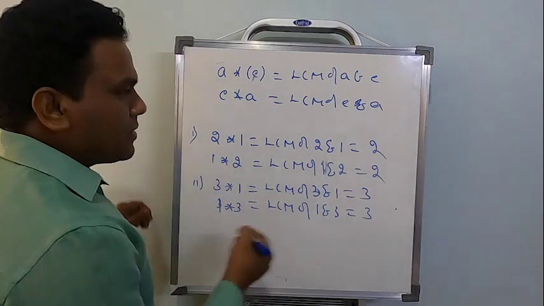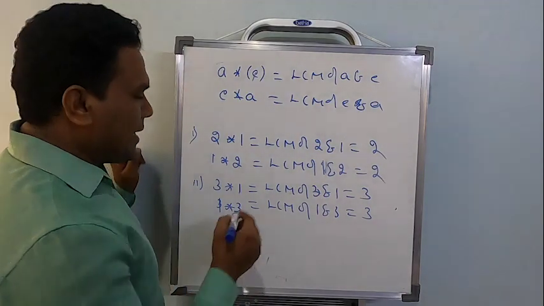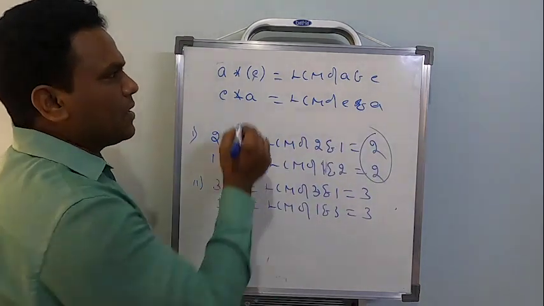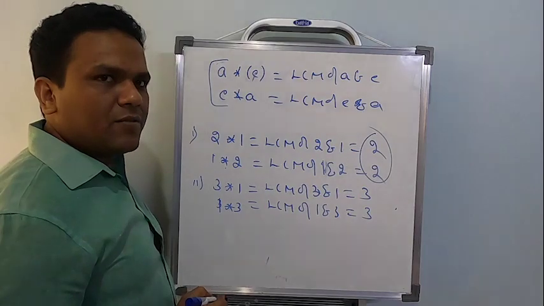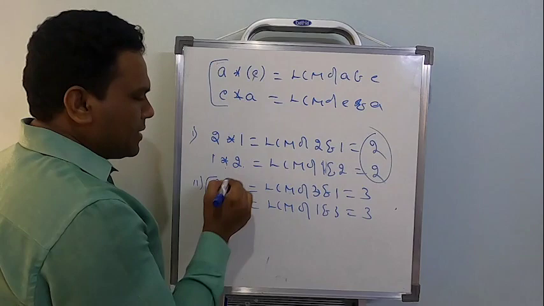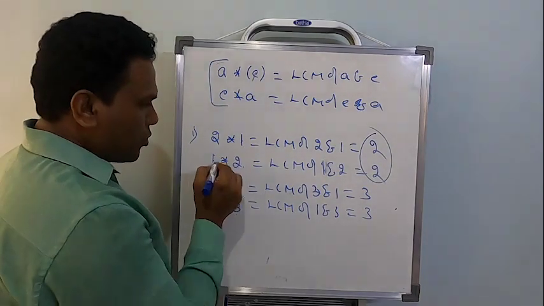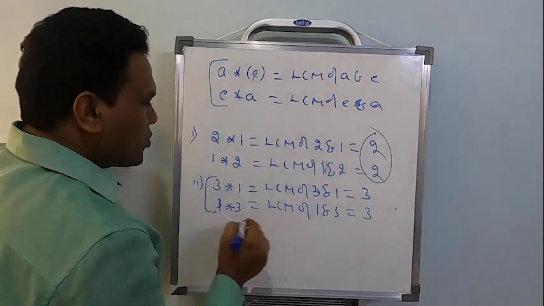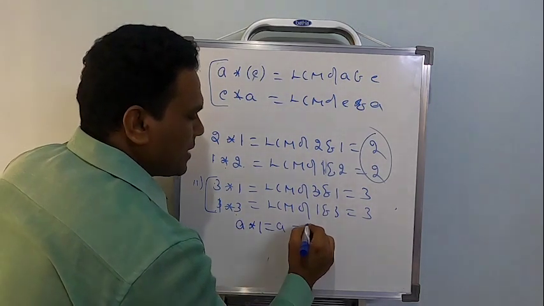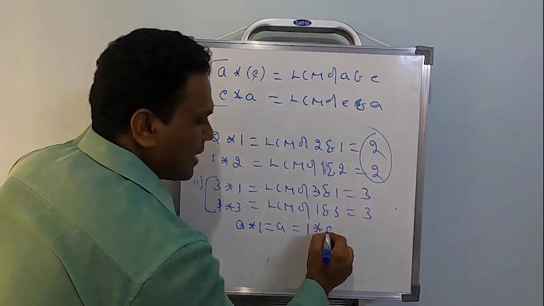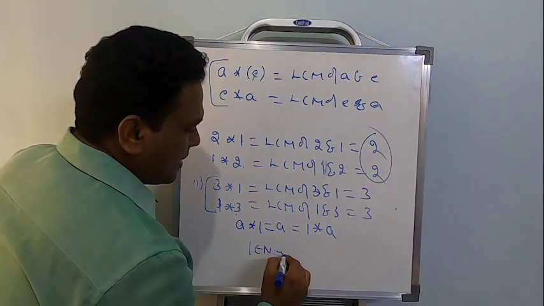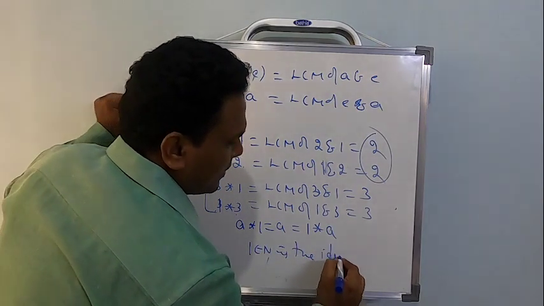That's fine. So what can I conclude from these two? Either you take 1 star 2 or 2 star 1, the element is going to be the same. Am I able to satisfy this property? Yes, of course. Remember, here the element I took is 3 and here it is 3, and here also 1 and here also 1. So from these two examples I am able to conclude that A star 1 is equal to A, which is equal to 1 star A. Then this 1 belonging to N is the identity element.